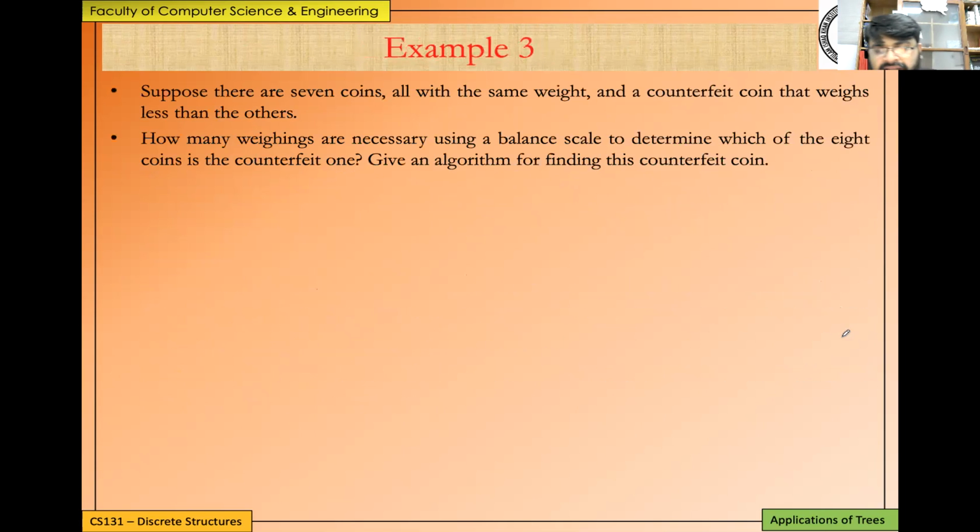So let's take another example. Suppose there are 7 coins, all with the same weight, and a counterfeit coin that weighs less than the others. So there's a coin that weighs less than the others. How many weighings are necessary using a balance scale to determine which of the 8 coins is the counterfeit one? Give an algorithm for finding this counterfeit coin. So the idea here is that there's a coin which weighs less and you need to find that out.